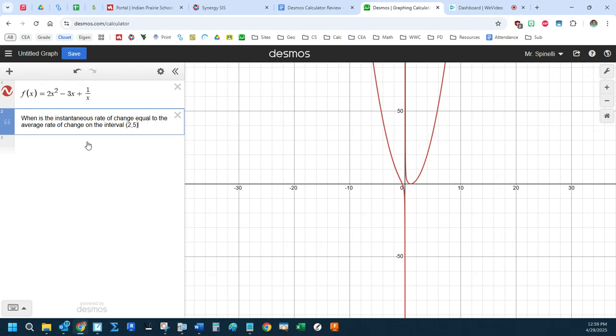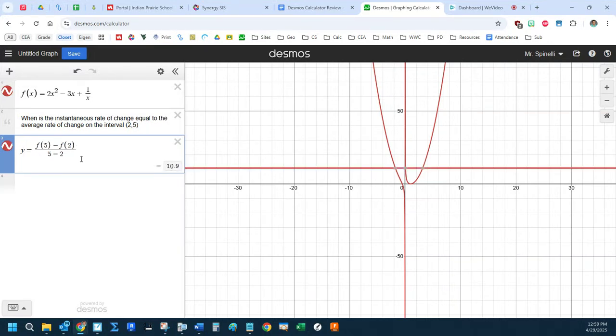So how would I do that with Desmos? Well, you should hopefully be able to calculate the average rate of change. And that involves the change in y over the change in x. So f of 5 minus f of 2, that's the change in y, over 5 minus 2. Now, what I might want to do is graph that. Again, you could also do this on your TIs, Casios, whatever you want to do. So I could graph the line y equals 10.9. Now, that is my average rate of change, change in y over change in x.